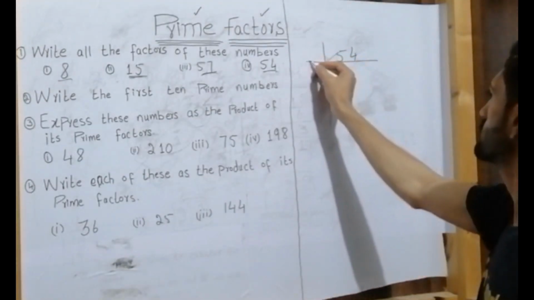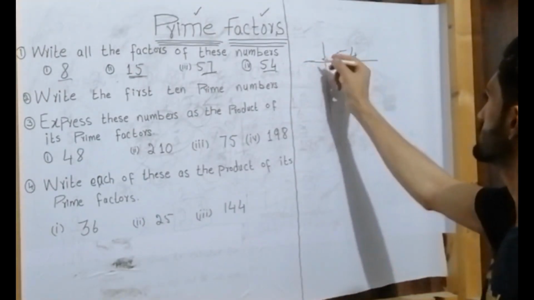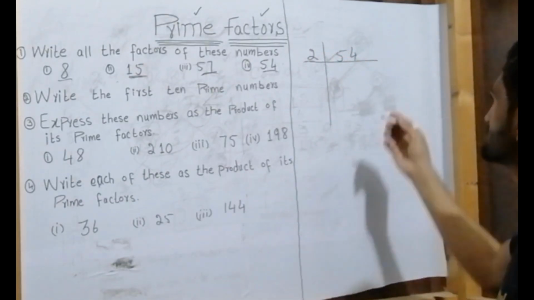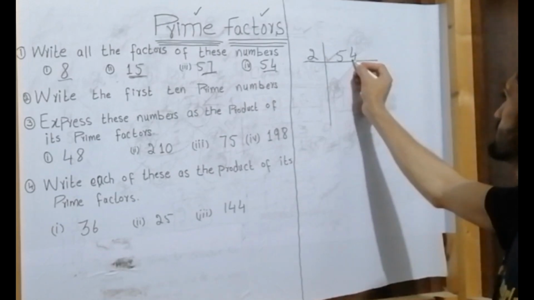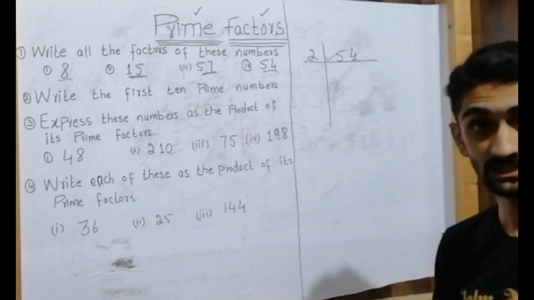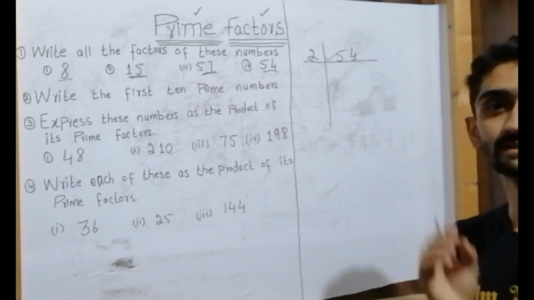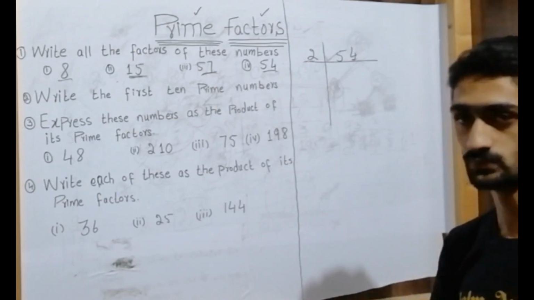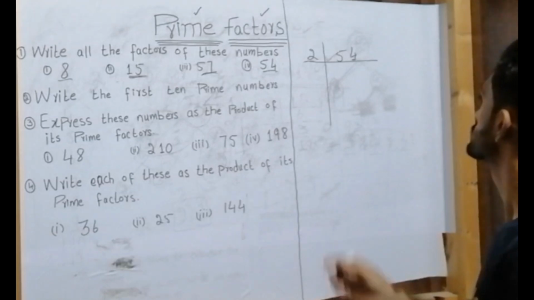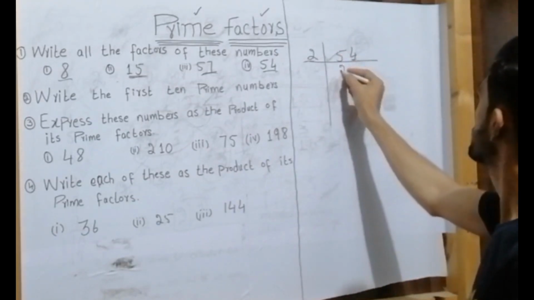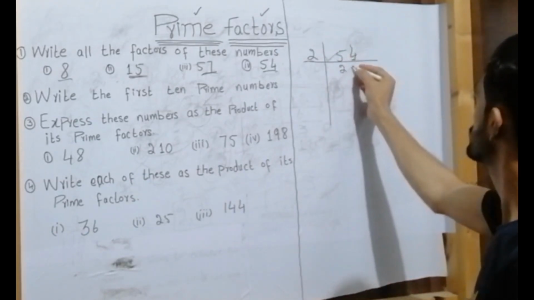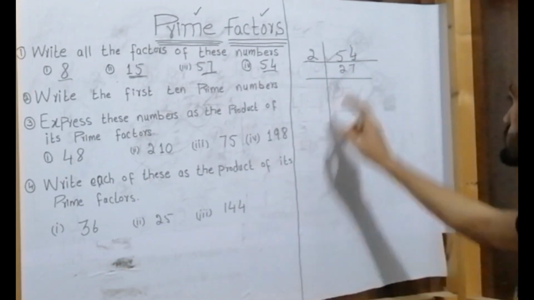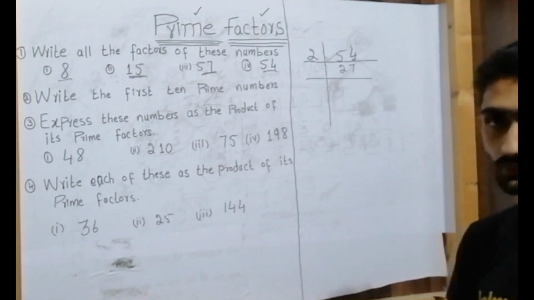If I examine this number, it is divisible by 2. Why is it divisible by 2? Because the last digit of this number is even, and whenever the last digit of a number is even, it will always be divisible by 2. You can check it as well. 2 2s are 4, and 1 comes with 1, so 14. 2 7s are 14. Okay, great. Now 27 is not divisible by 2.